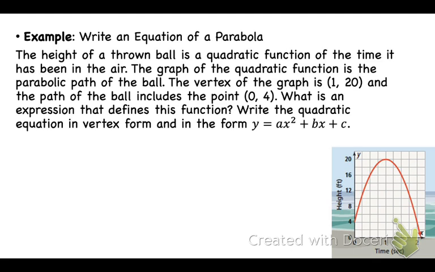The path of the ball: the vertex of the graph is (1, 20), and the path of the ball includes the point (0, 4). What is the expression that defines the function? Write the quadratic equation in vertex form and in y equals ax squared plus bx plus c, and state the domain and range. What is vertex form, guys? Is that the y equals a form? Yes. Okay, so we're going to start by doing vertex form.